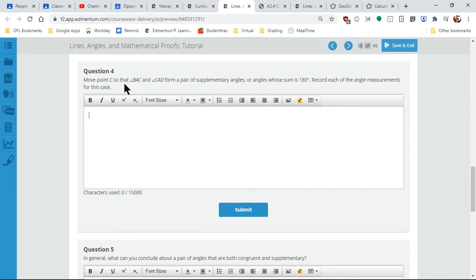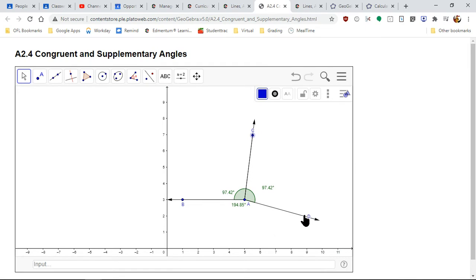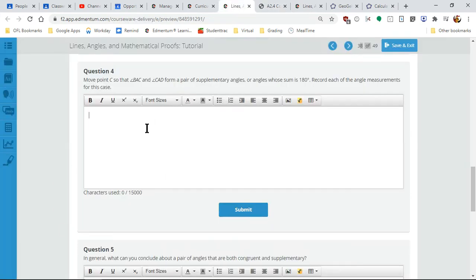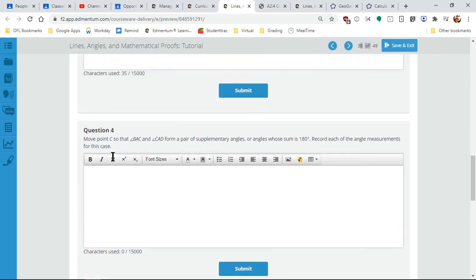Question 4, we're going to move it around to make it supplementary, and record what we get. So that's what I did earlier unintentionally. Let me move this over. I had it. I can do this. There we go. Perfect. All right. What do I know? So do that. Supplementary, record the measurements of each of the angles in this case.